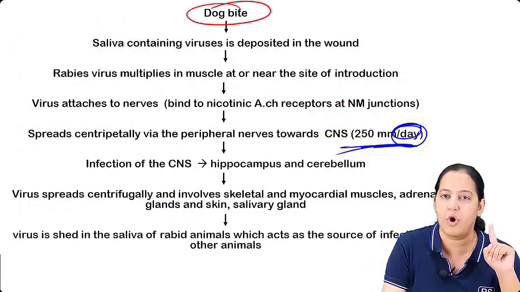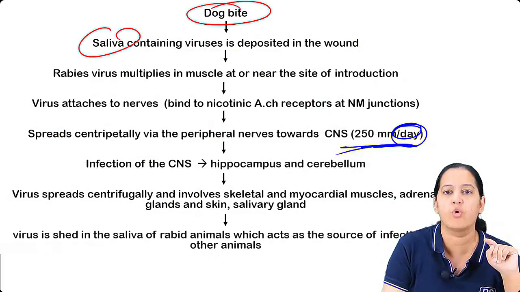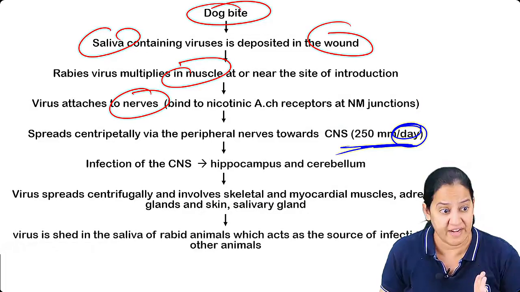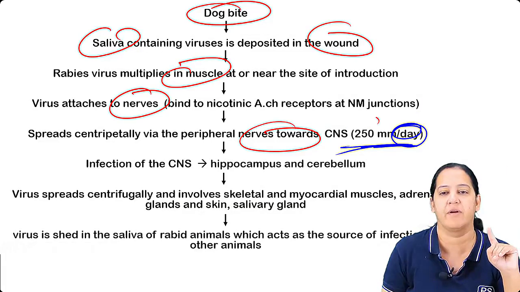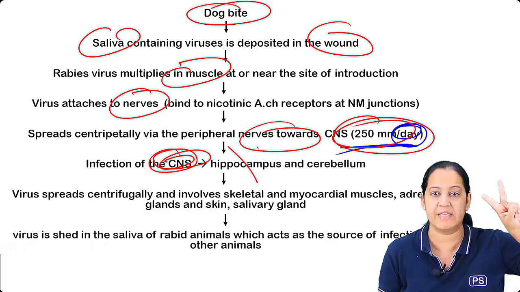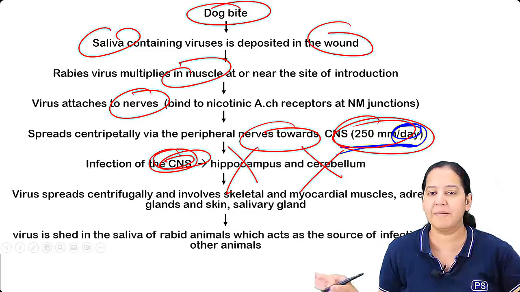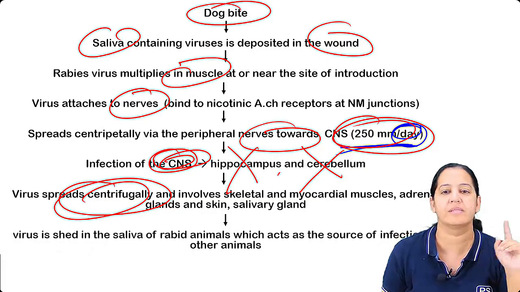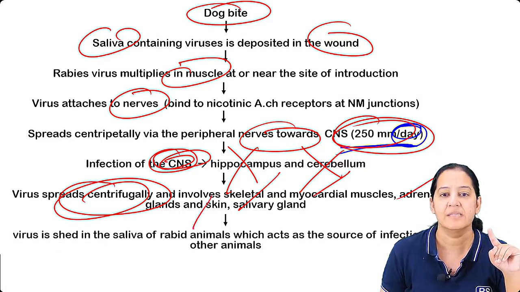So first there is a dog who is biting. The saliva of the dog goes into the wound. Then it will go into the muscle, then into the nerves. Then it will ascend upward at 250 millimeter per day. Then it will go into the brain. In the brain, it destroys two areas, hippocampus and cerebellum. Hippocampus gone, cerebellum gone. Then it will go centrifugally to multiple organs: skeletal muscle, heart, adrenal, skin, salivary gland.